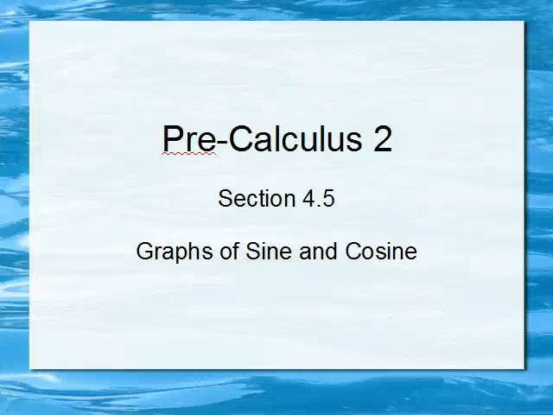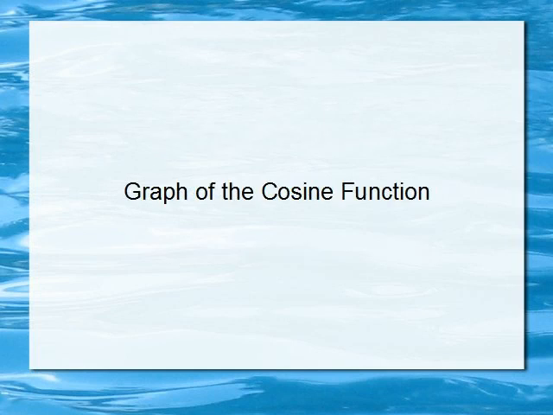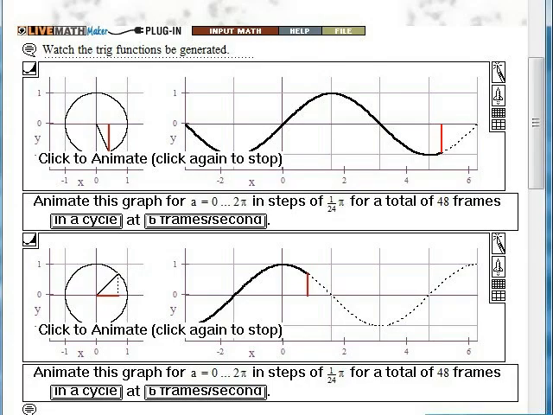This is the second screencast related to section 4.5, graphs of sines and cosines. Now we need to look at the graph of the cosine. So back on the file that we opened up, the link that we opened up in the previous screencast on graphs of sines, we need to now look at the graph down here on the bottom, which is going to tell us about the graph of the cosine.